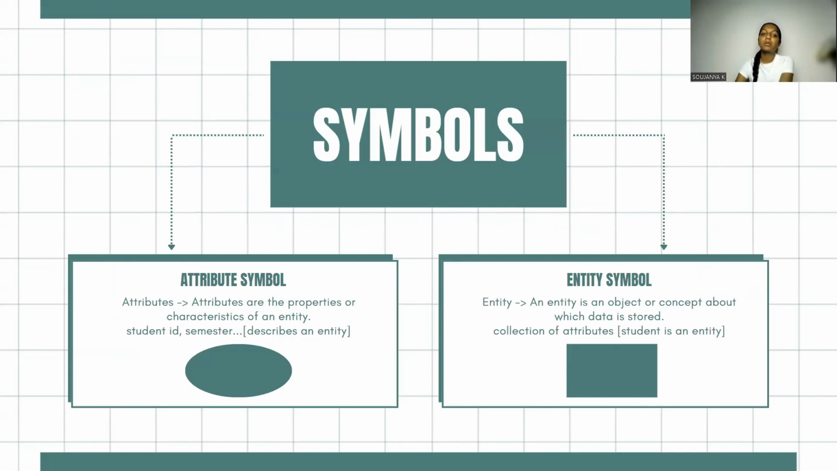So now let's see what attribute is. Attributes are the properties or characteristics of an entity. Like how we gave an example for entity as student, the example for attribute would be student ID, semester, roll number. You can even say attribute is something which describes an entity. And here the symbols which we use in ER diagram: the symbol for entity is a rectangle and the symbol for attribute is an oval shape.